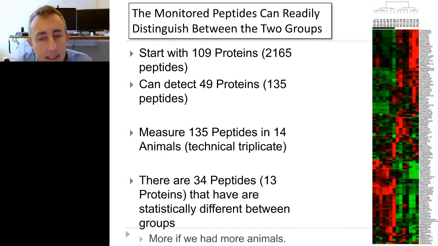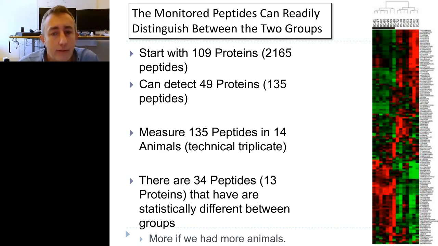And this isn't that surprising. These peptides aren't saying that it's specific for hypertension or congestive heart failure. It's just saying that these peptides are different between these two conditions. And so they could actually just be saying that these animals are sick, but it's actually a good starting point.